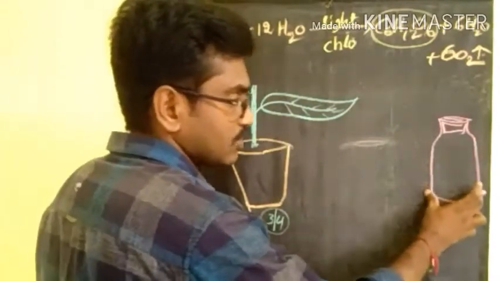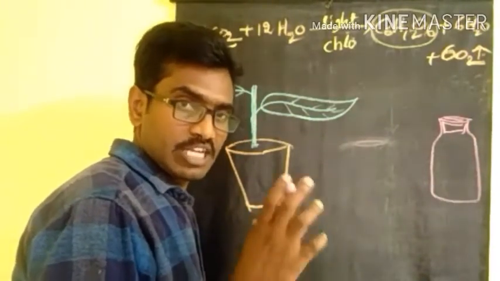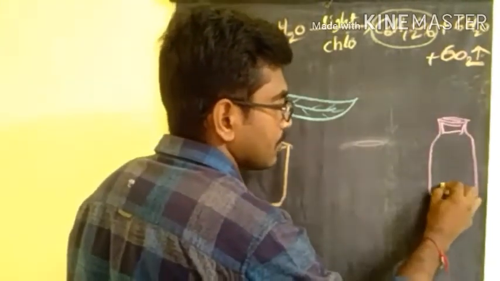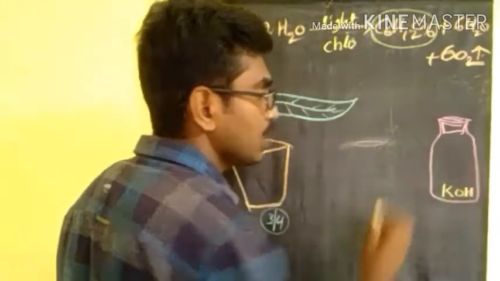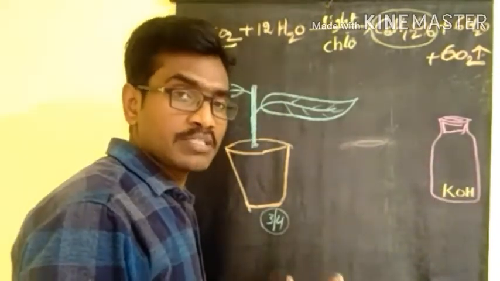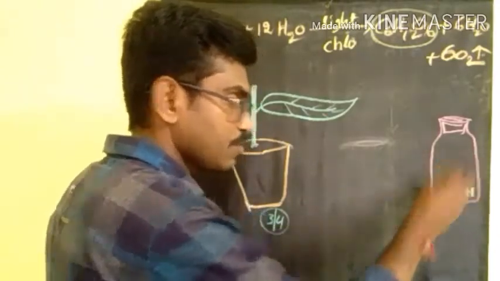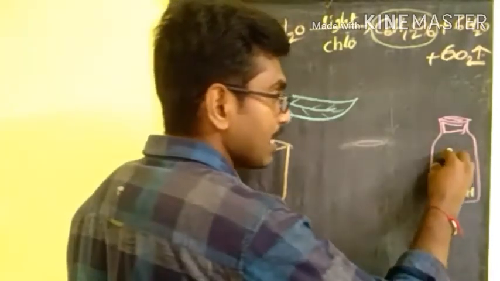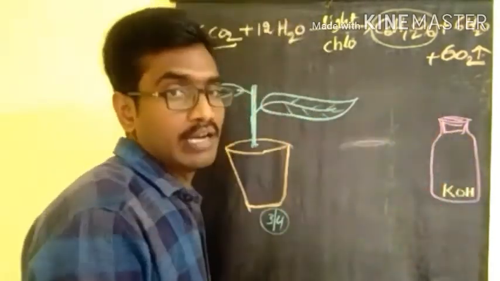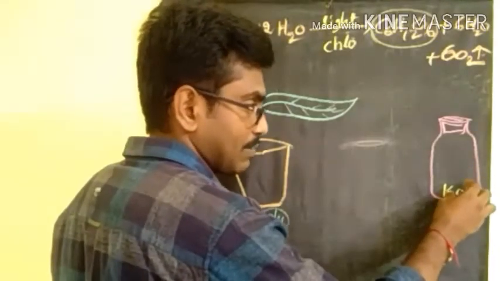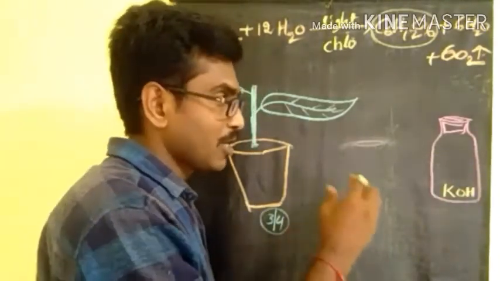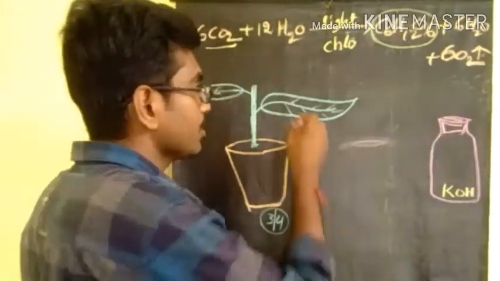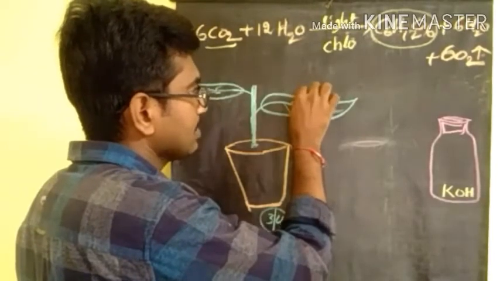First of all, we have to take this transparent glass bottle and put some potassium hydroxide solution into it, 5 to 10 ml. Why? To remove the carbon dioxide which is present in the bottle. Then we have to take this bottle and, through the split, insert one healthy leaf.